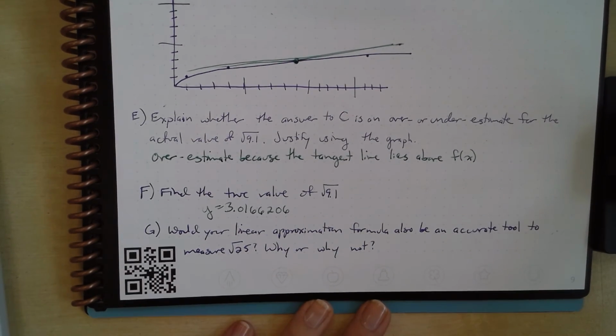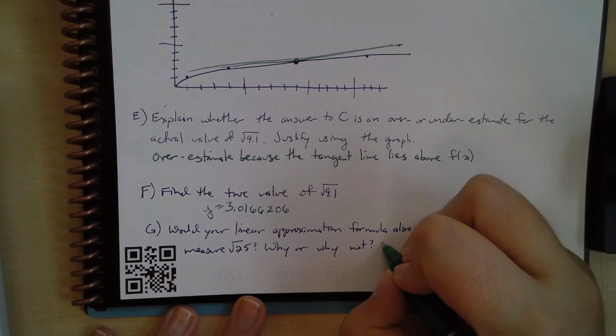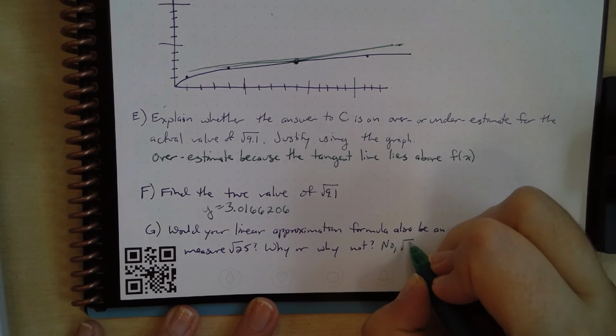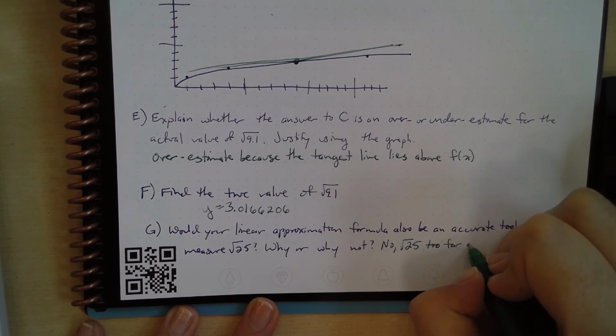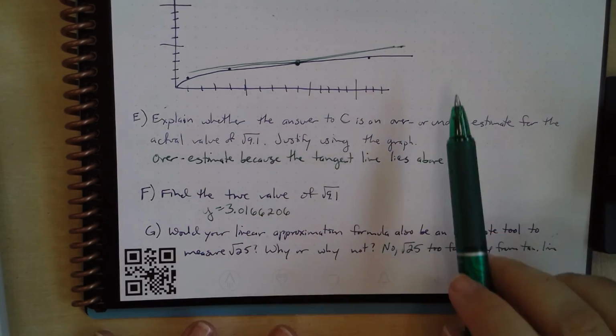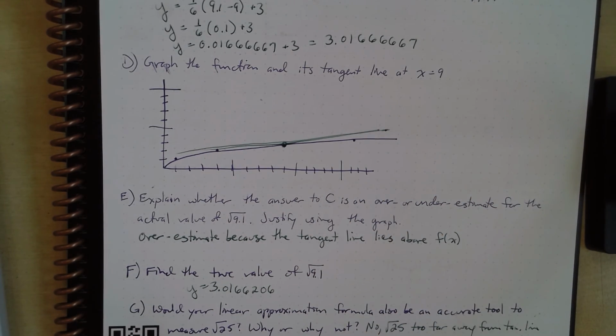So finally, would our linear approximation formula also be an accurate tool to measure the square root of 25? Why or why not? I want you to take 1 second and think about that. Pause. Okay, come on back. Why would this be appropriate, yes or no? Well, hopefully you thought about it a little bit and you came up with the answer no. This would not be appropriate because it's too far away from radical 9, right? So radical 25 is too far away from the point of our tangent line. Because radical 25 is somewhere out here, we're going to want to have a more accurate tangent line in order to get an accurate estimate around there. So hopefully that makes sense to you.